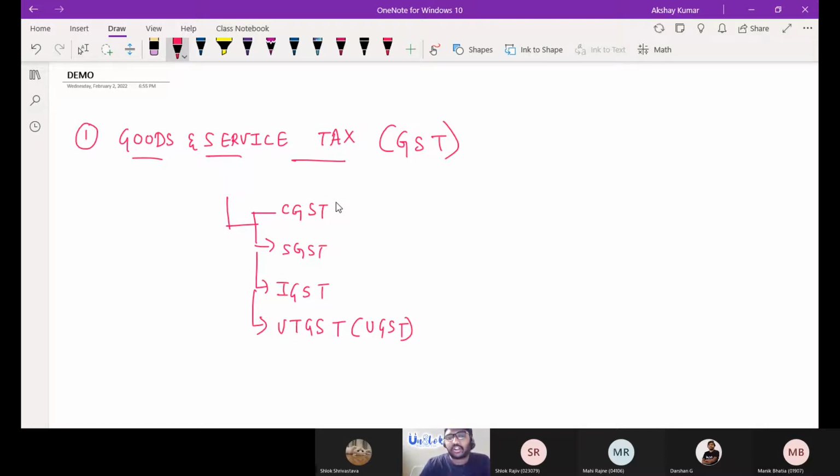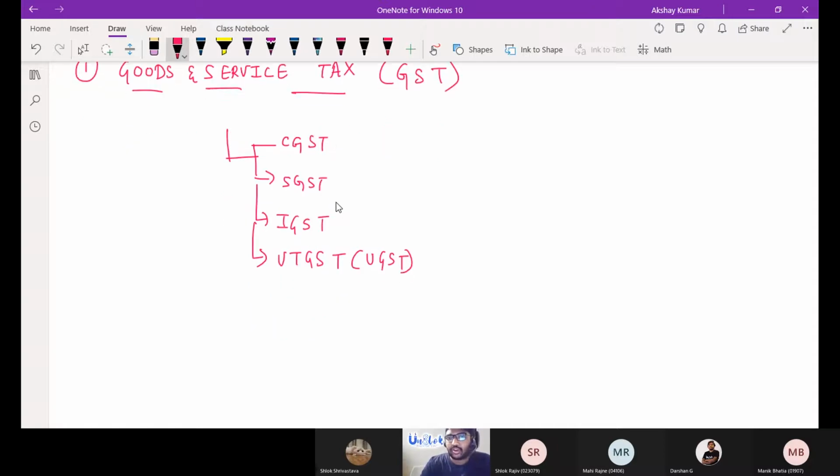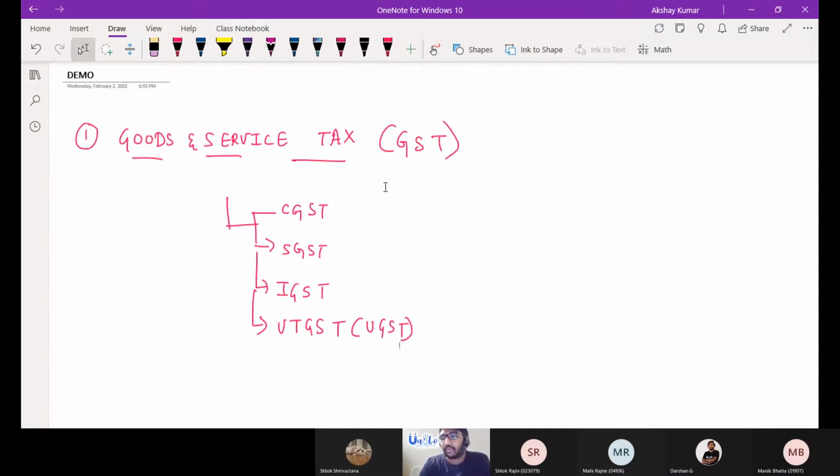Now what things do you need to know to crack this chapter? In terms of calculation, there's nothing much. This is very easy to crack. The only thing you need to carry forward from your 8th or 9th standard is how to calculate percentages.